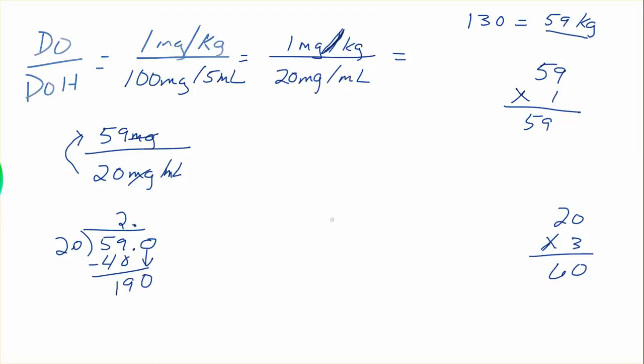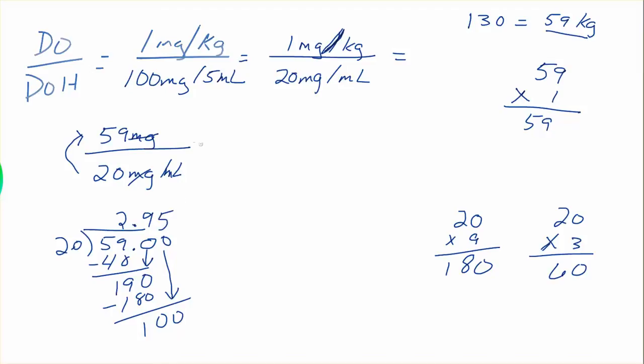So 190. So now we look at 20 and we go, well, let's see. If we multiply that by 9, then that means that we have 180. So that sounds pretty good. So we're going to put a 9 here. We're going to put that 180. And we're going to subtract it. And that's going to give us 1 and 0. And then we can actually drop down the 0 and get 100. 20 will go into 100 5 times. So your answer here is 2.95 milliliters.